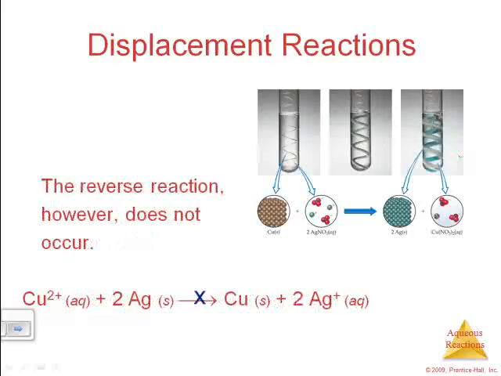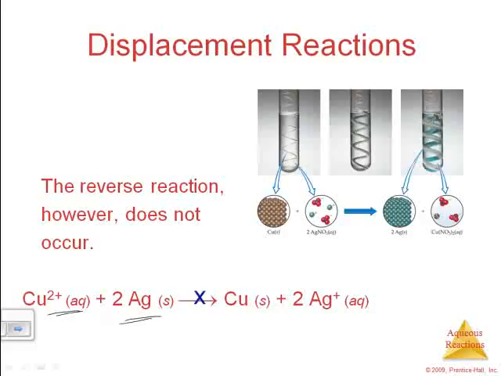Okay. This reaction does not go in the reverse. The reactivity of the copper ion or the reactivity of the silver, depending on how you want to look at it, is not great enough to cause the reaction to go in the reverse. So single replacements really only happen in one direction.